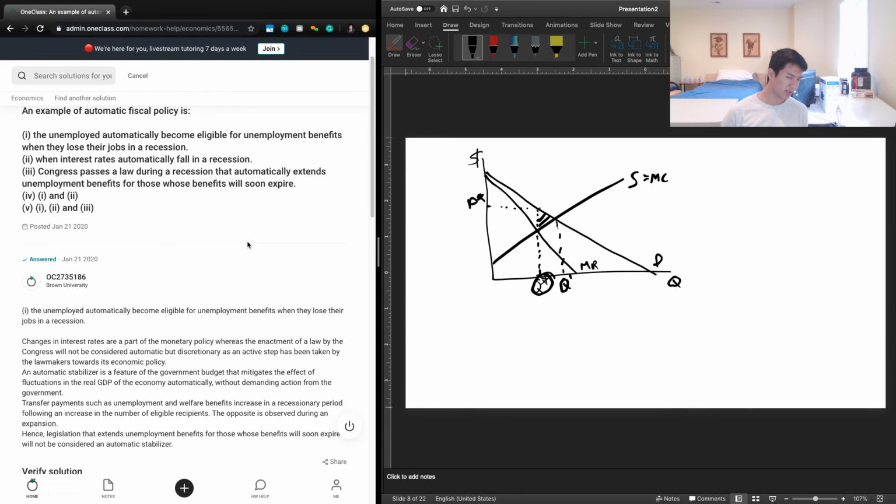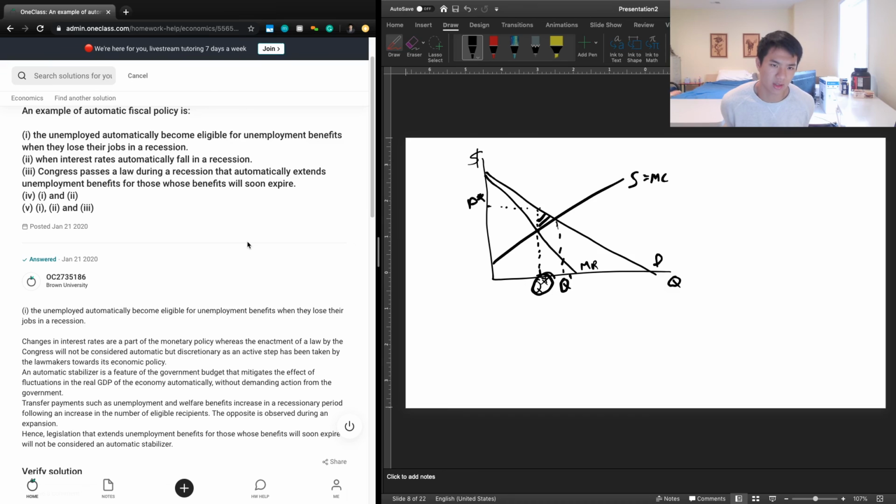B says when interest rates automatically fall in a recession. So that's not going to be part of automatic fiscal policy, mostly because it's more related to monetary policy. When we talk about interest rates, that's something that the Fed is going to be regulating, not the fiscal government, the federal government. And so we're not going to see this as automatic fiscal policy.